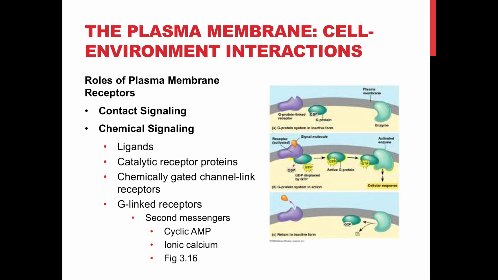So this goes back to membrane potential. Certain chemical ligands can bind to receptors and change the membrane potential. And this is how nerve impulses are formed and muscles contract.